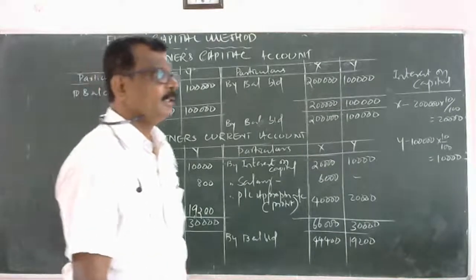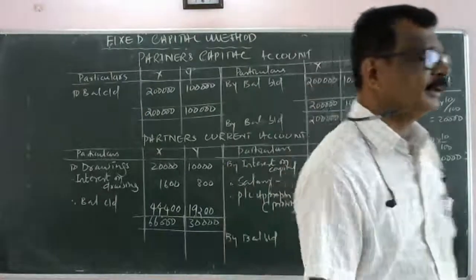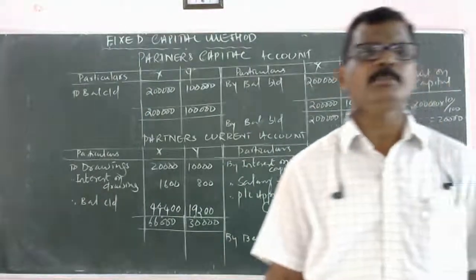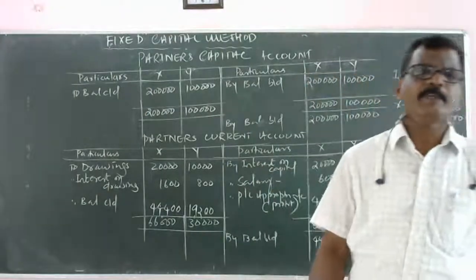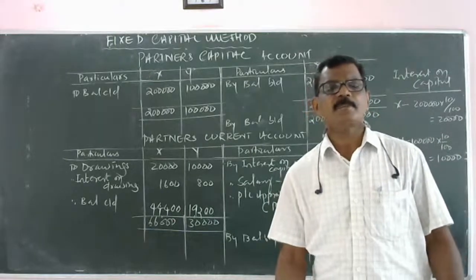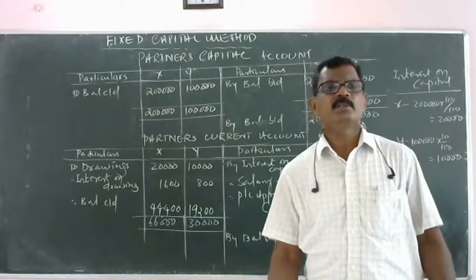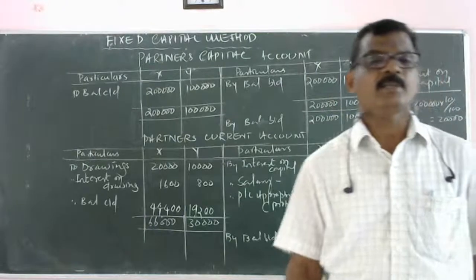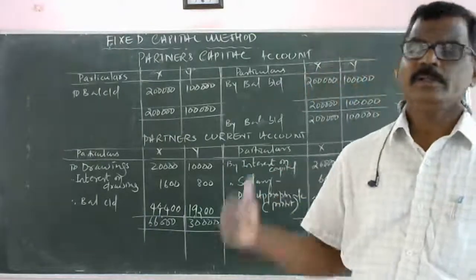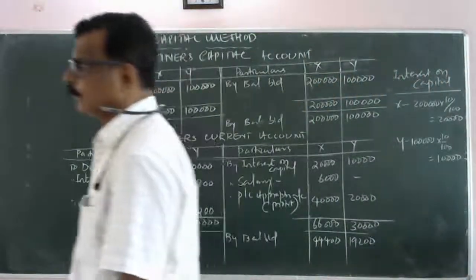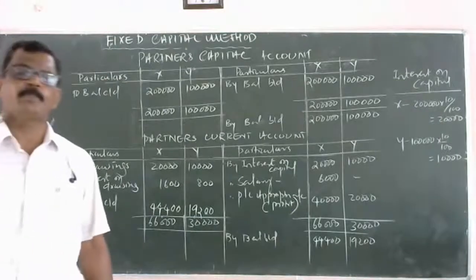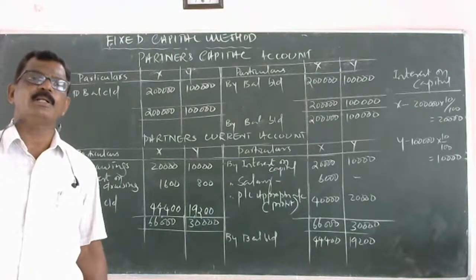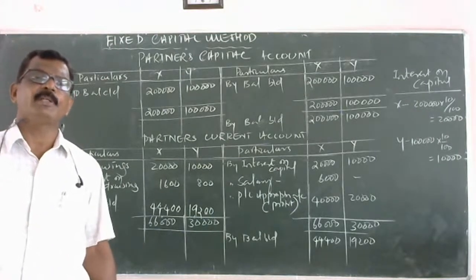So we will work out some examples on the preparation of partners capital account and current account, for practical oriented questions. And on this example you have to prepare partners capital account under fluctuating capital method.